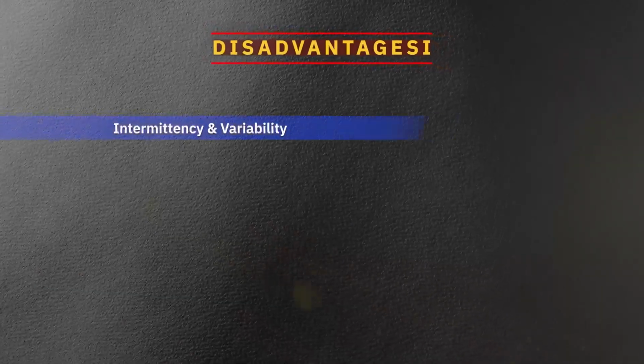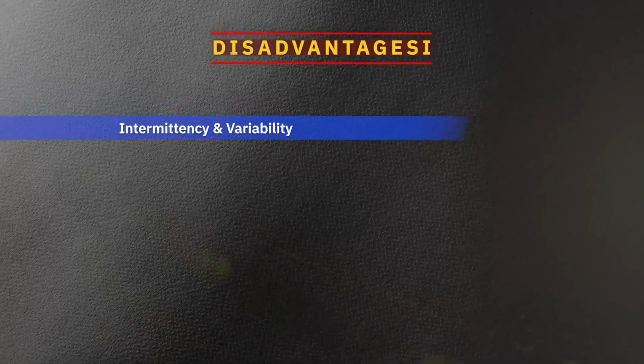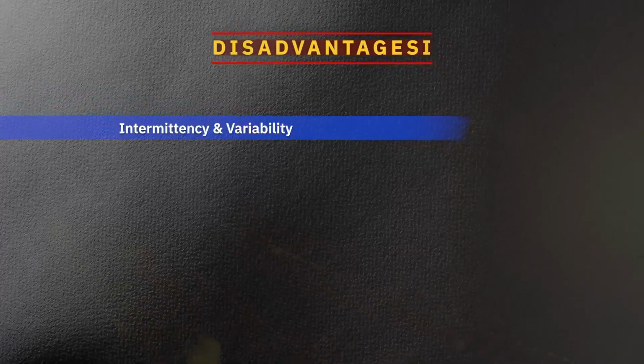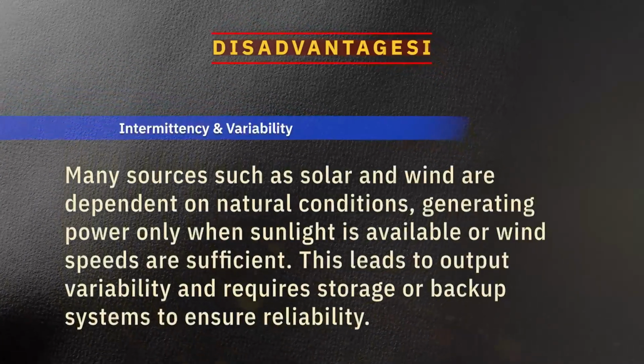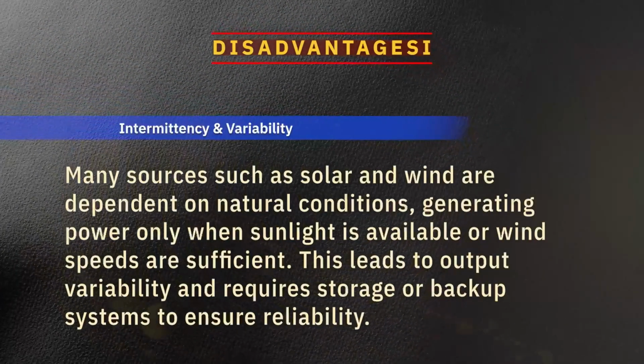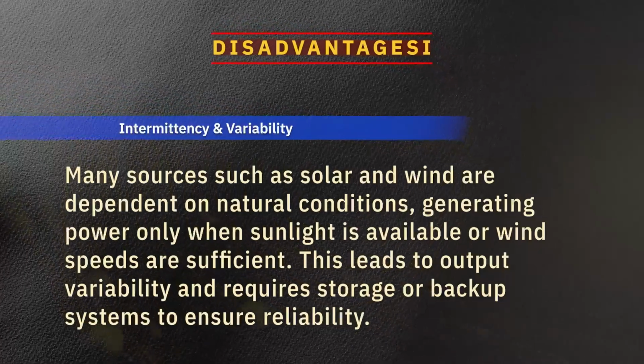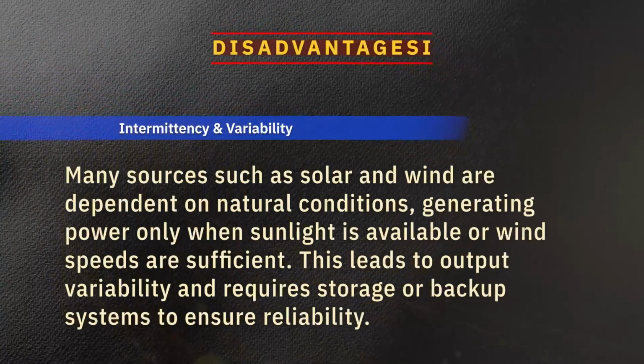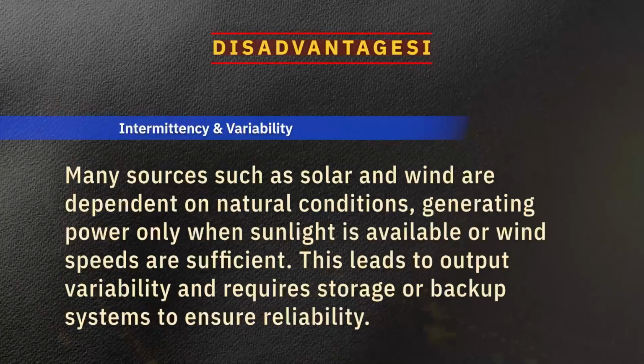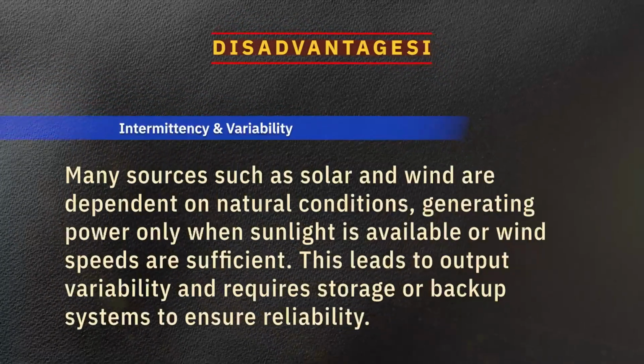Coming to the disadvantages of non-conventional source of energy, the first and foremost disadvantage is its intermittent nature and variability. Now, what is the intermittent nature? A non-conventional source of energy is very much dependent on natural conditions. Like, we cannot harness wind where there is no coastal area.